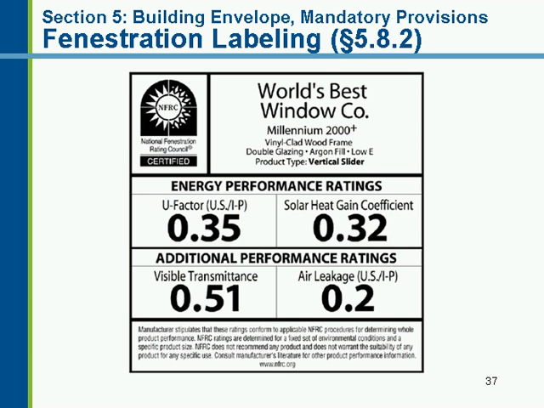The label itself, the 4x4 label, in the upper left-hand corner has the NFRC logo. The upper right-hand corner has the manufacturer's name, some description of the product. For example, this is vinyl-clad wood frame. Double glazing, it's got argon gas fill between the panes, it's got a low emissivity coating on the glass, and the product type's a vertical slider. Here are the ratings. You see the U-factor 0.35, the solar heat gain coefficient to the right of that 0.32, the visible transmittance 0.51.